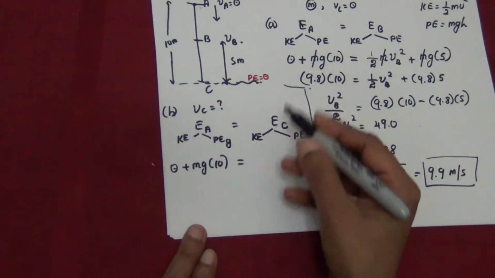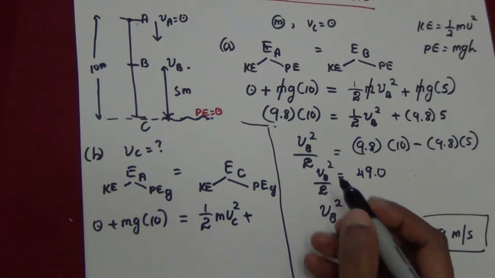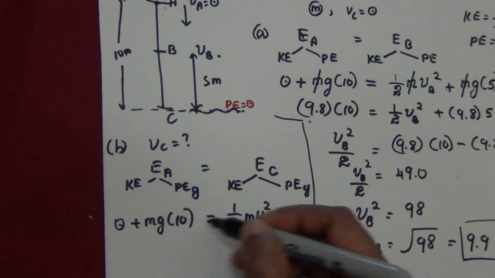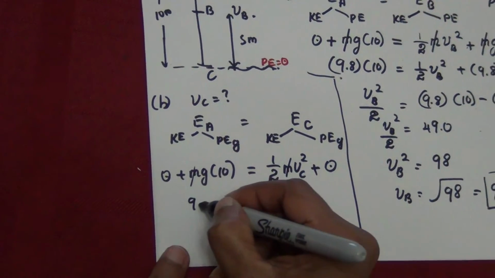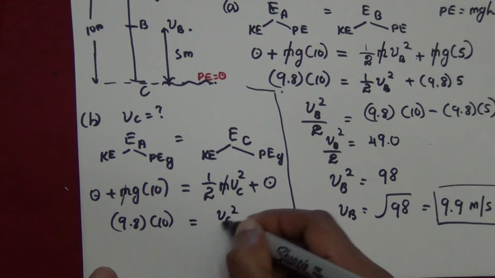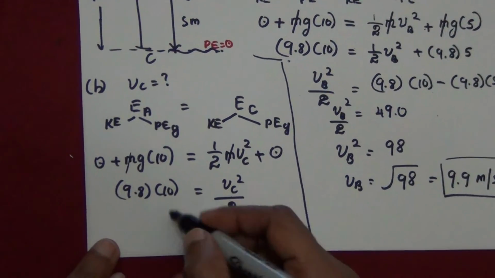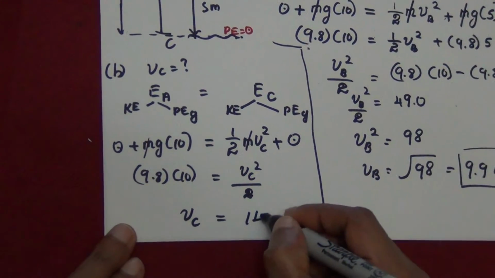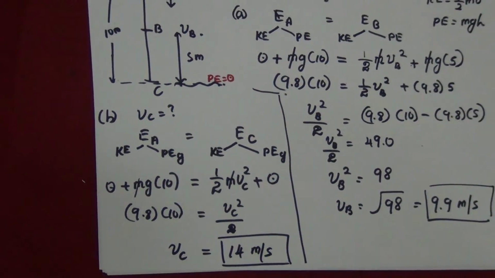equals, so here it will hit with some velocity c, but what is the potential energy here? It's 0. So now I have these two terms, so I can cancel masses first. So 9.8 into 10, which is Vc squared by 2. So you can solve, so I'm going to skip the detail. You can solve it by yourself. So it's going to be 14 meters per second, right?